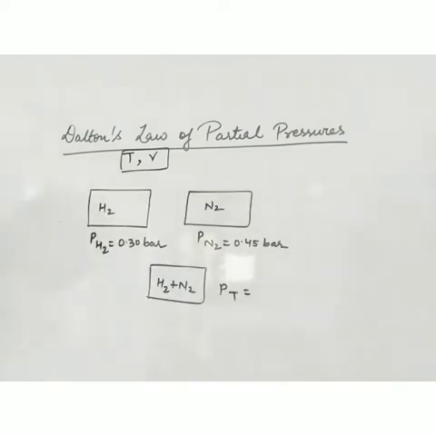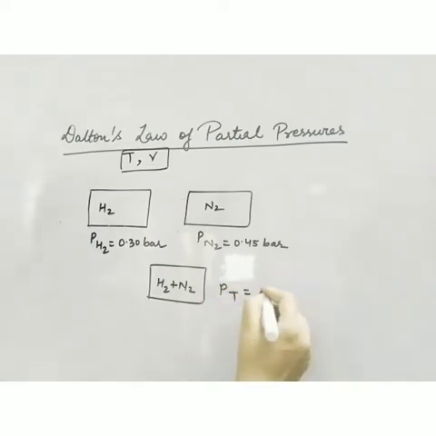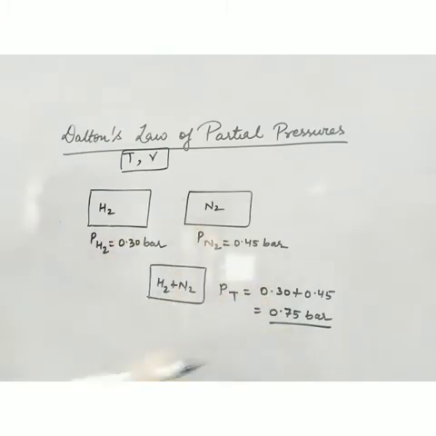Now alternately we can also discuss it like this, that suppose there are 2 containers. One container is having hydrogen gas, the second container is having nitrogen gas. Now the pressure of hydrogen gas I measured is 0.30 bar. The pressure of nitrogen is 0.45 bar. Now these two are placed together in the third container. So what is total pressure? I can find out, that is 0.30 plus 0.45. So this is the total pressure now, that is 0.75 bar. So this is the illustration of Dalton's law of partial pressures.